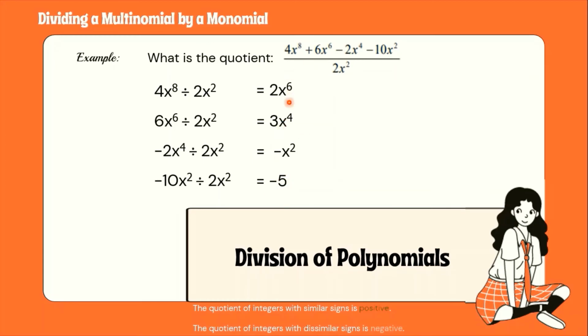Pag sasama-samahin lamang natin silang apat, kaya ang ating final answer ay 2x raised to the power of 6 plus 3x raised to the power of 4. Positive ito, kaya plus yung ating sign. Minus x squared dahil negative, minus 5, negative 10.